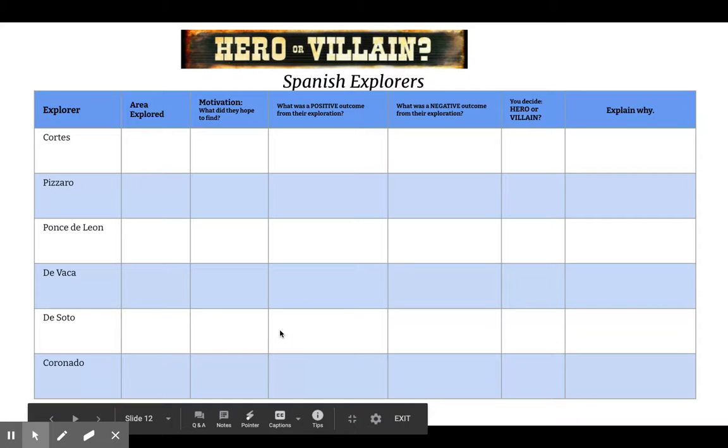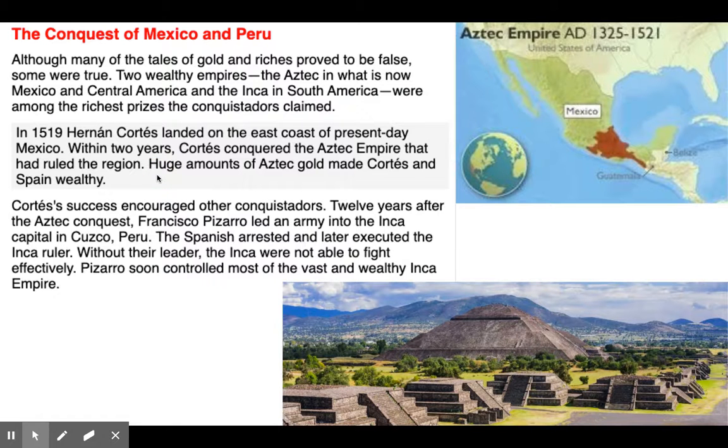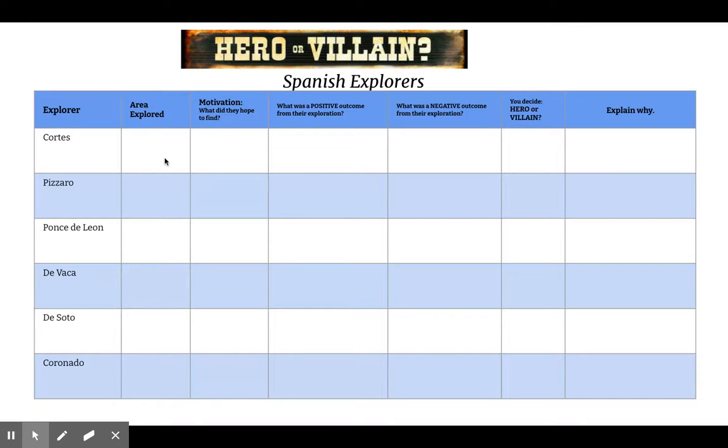Now, at this point, we're going to pause, and I'm going to do one of these with you so you can see what you're supposed to do on your graphic organizer. So for Cortez, we're looking for what area it was that he explored. So we're going to go back to our article, and it said, in 1519, Hernando Cortez landed on the east coast of present-day Mexico. So right over here, you can see there's Mexico. So we're going to go back to our graphic organizer, and we're going to type in east side of Mexico.